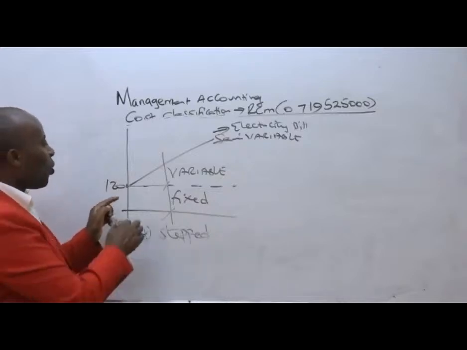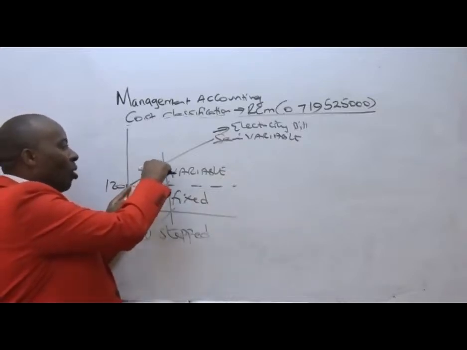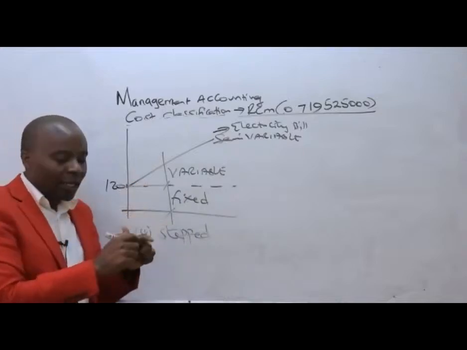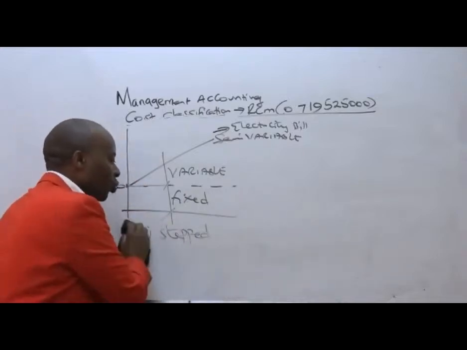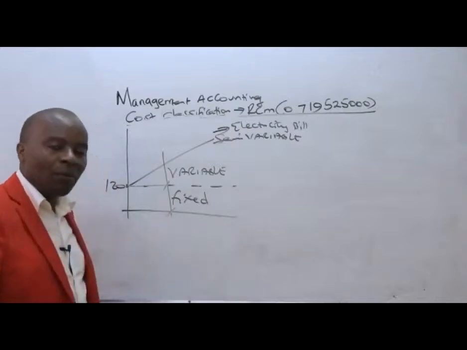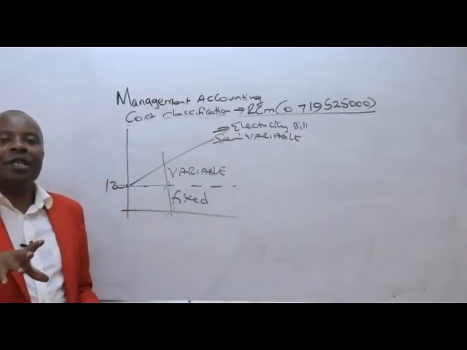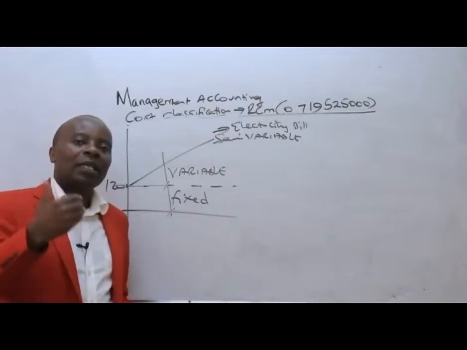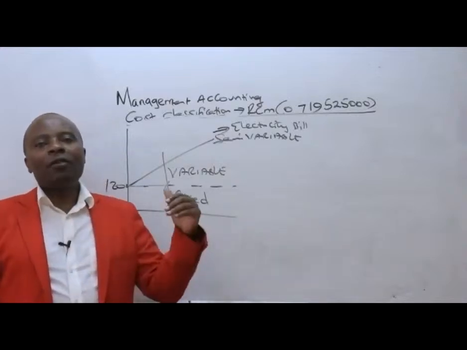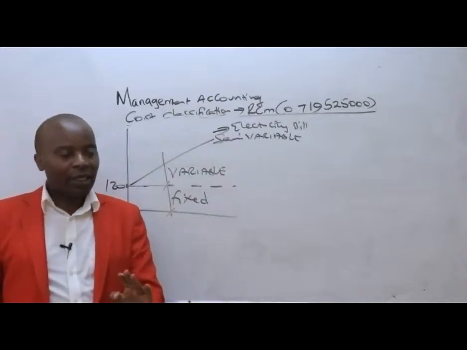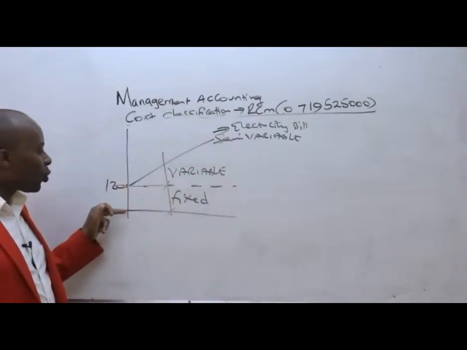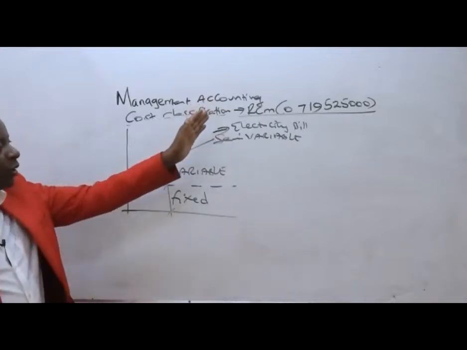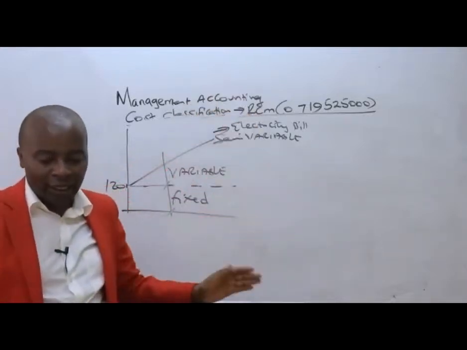Now from there, we shall have this component of our bill, which is dependent on the number of units that we are consuming. Most importantly, we need to appreciate the fact that semi means half, partly fixed and partly variable. And of course, under semi-variable cost, our cost will never begin from zero. Our cost will begin from some higher point up there and then move up like that. That's semi-variable.